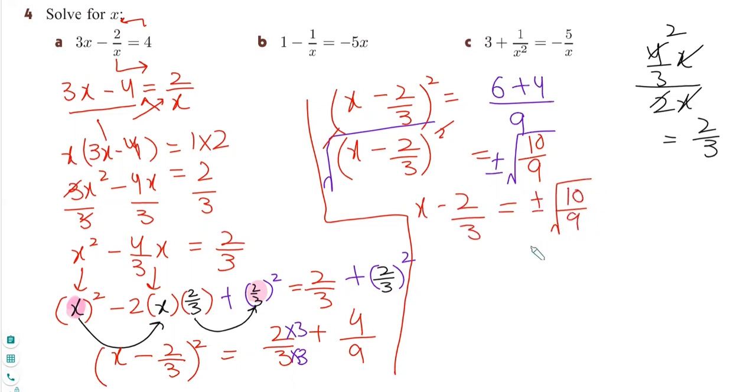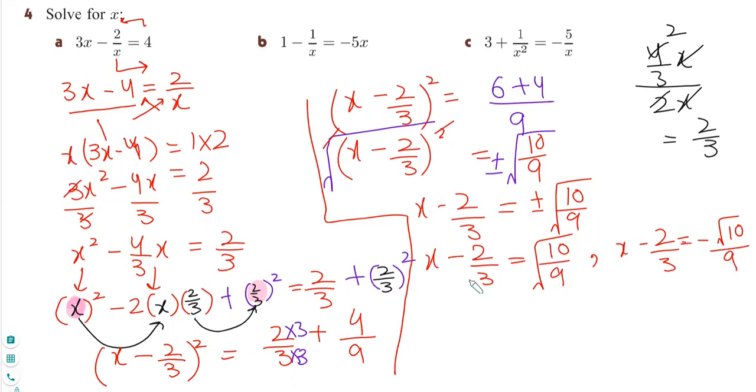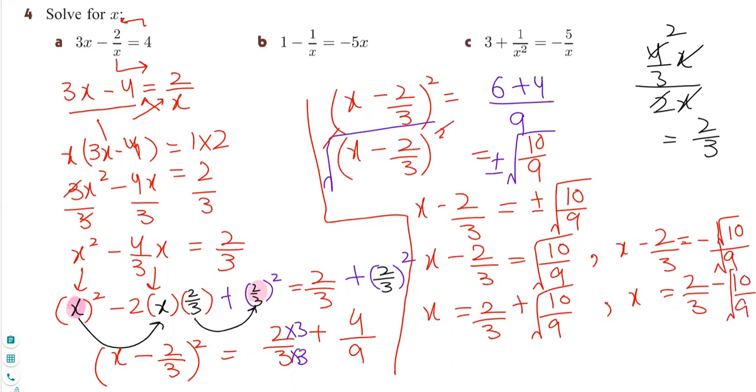Okay, before shifting this 2 over 3 to the other side, we can write two equations. One with positive and the second with the negative sign, right? Now shifting this negative 2 over 3 to the other side, it becomes x is equal to 2 over 3 plus square root of 10 over 9. Similarly, this will be x is equal to 2 over 3 minus square root of 10 over 9, right?